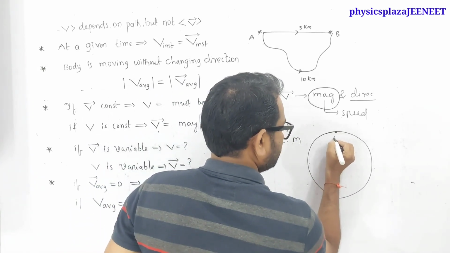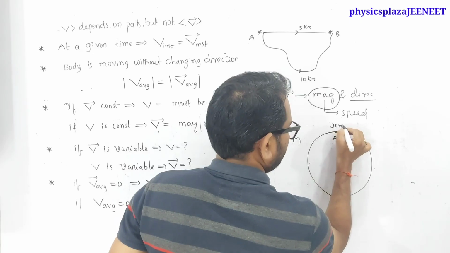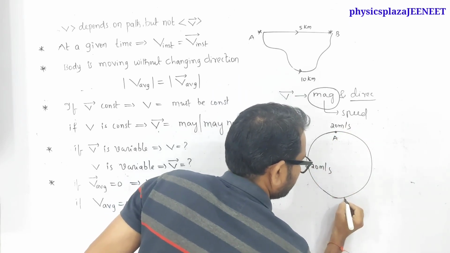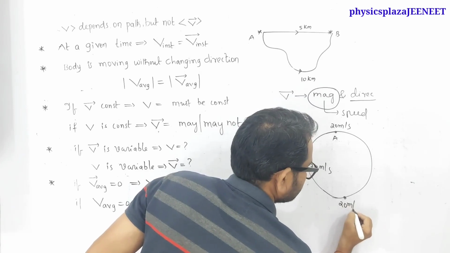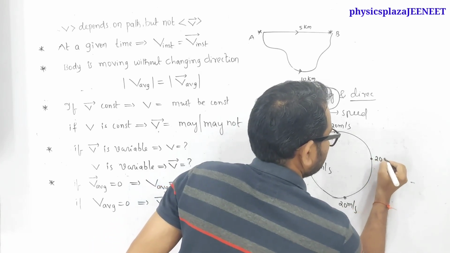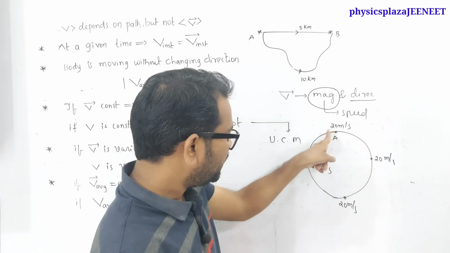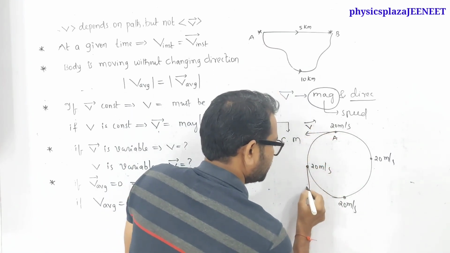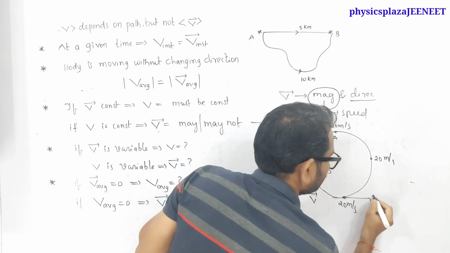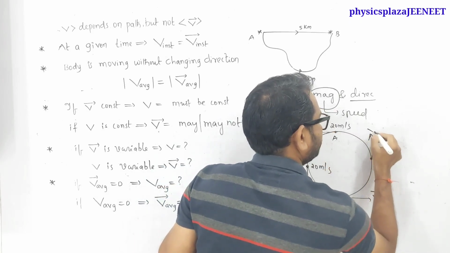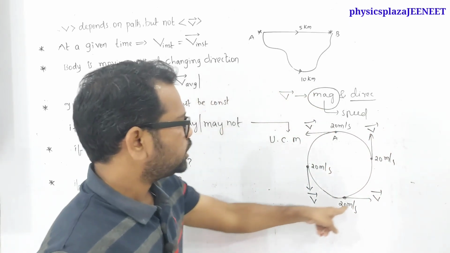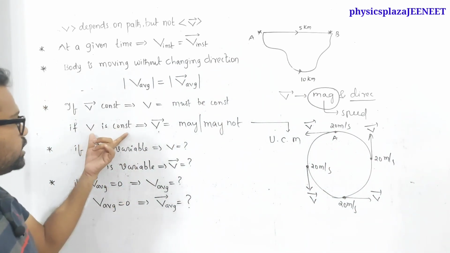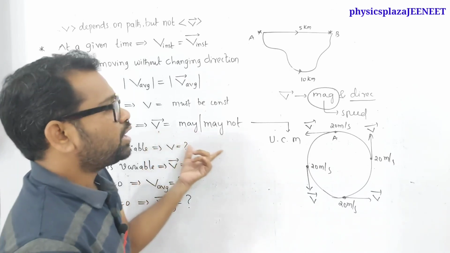Let us say that at this point its speed is 20 meter per second, and here also 20 meter per second, and here also 20 meter per second, and here also 20 meter per second. So the speed remains constant, but at every point, children, the direction of velocity keeps on changing. So in this case, the speed is uniform but not the velocity. So if speed is constant, velocity may or may not be constant.